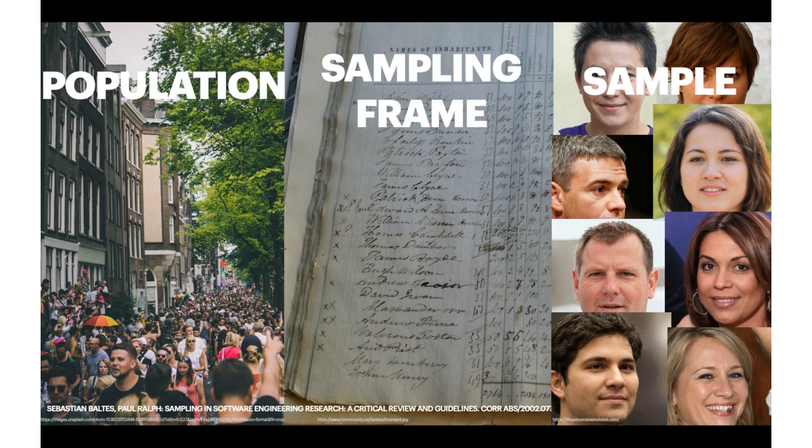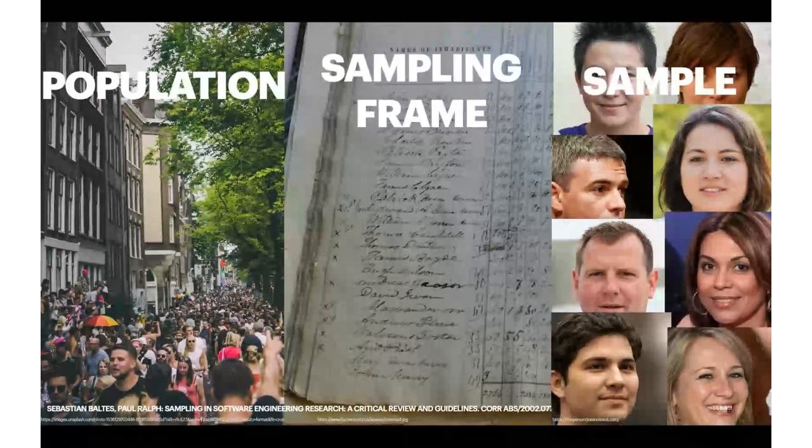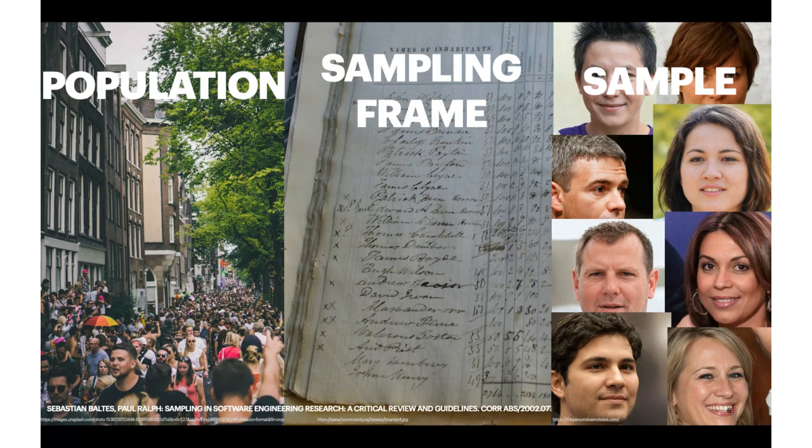This group of interest is usually represented by some kind of imperfect list. And this population list is known as a sampling frame. So on the slide, we have a crowd of people, a list of names in some kind of book, which can be seen as a representation of those people. And then, of course, we have a sample, which are essentially people we have somehow selected based on this sampling frame. So this is at least how sampling is supposed to be done.